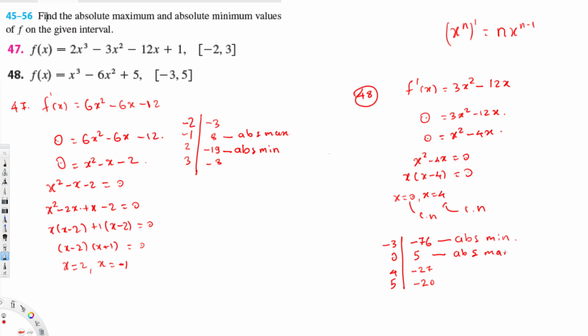Then at the end you can say, therefore my absolute minimum is f of minus 3 equals minus 76, and the absolute maximum is f of 0 equals 5. So these are the two values you have to give. Also in the previous question you have to do the same thing at the end, and that's it.